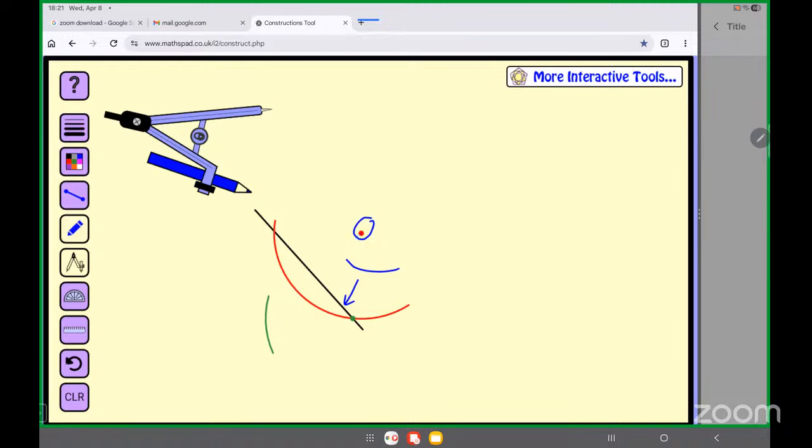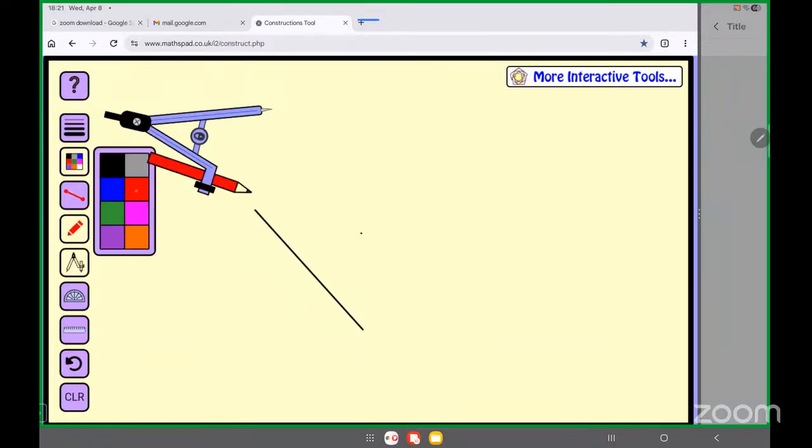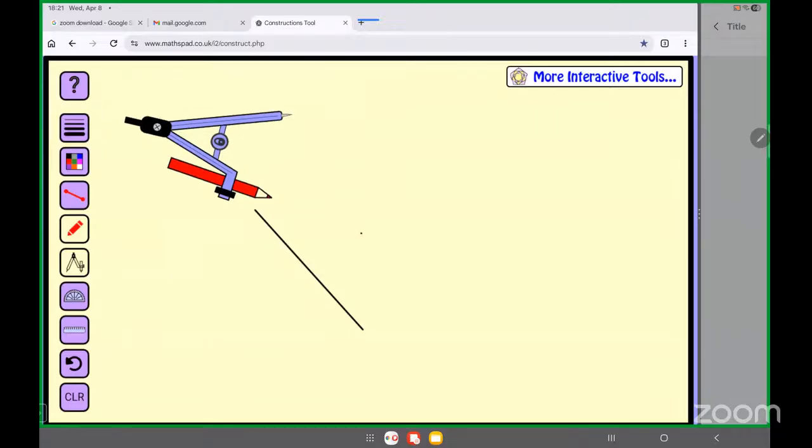I erased the wrong one, so I'll start over again. Keep erasing the wrong thing. Let's do it one more time. More maths equals better maths. So I'm going to put the point on here again.